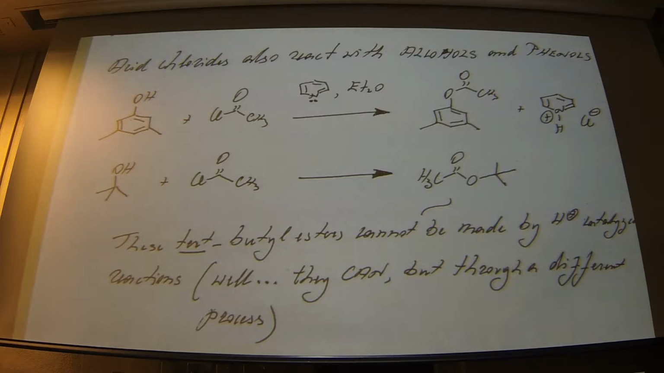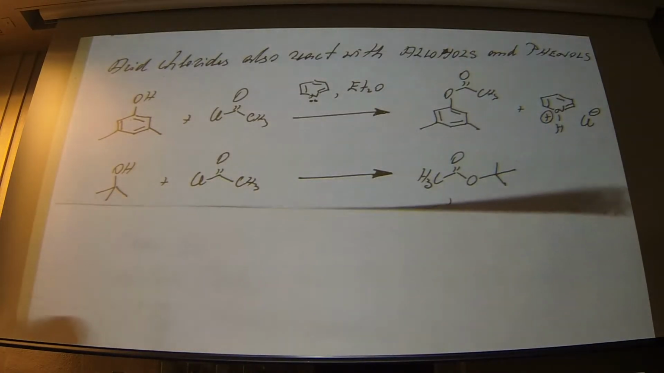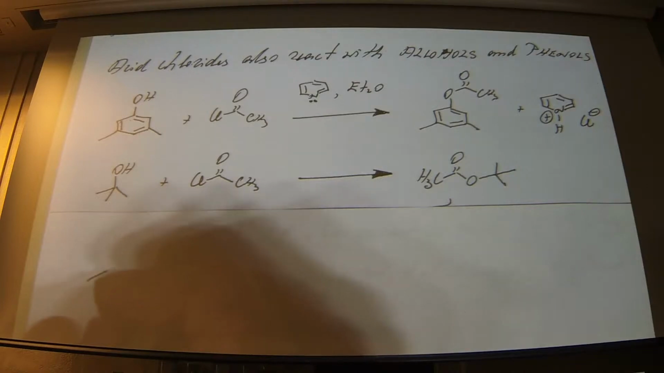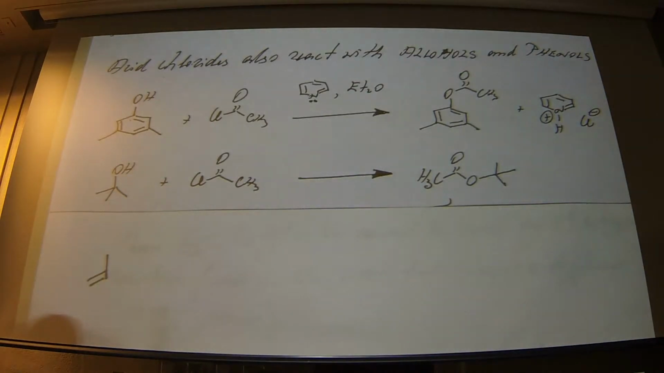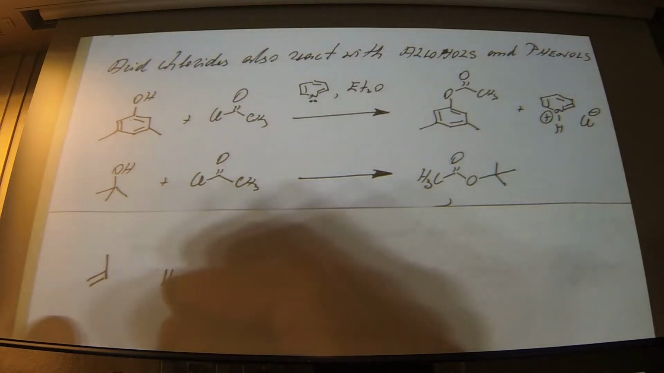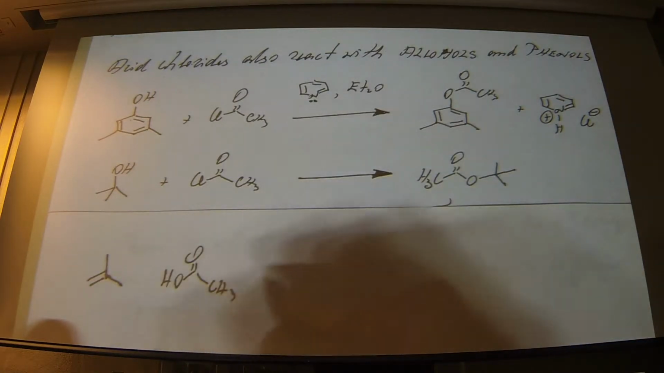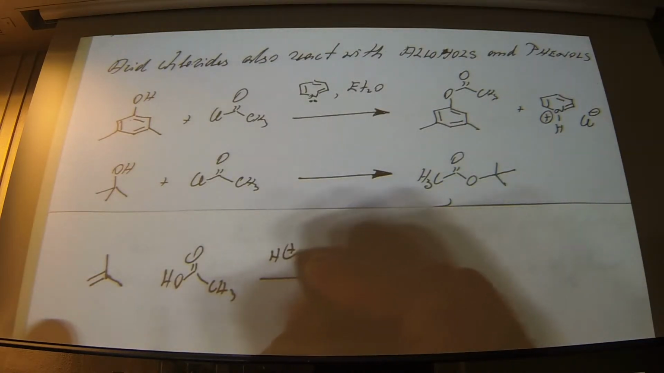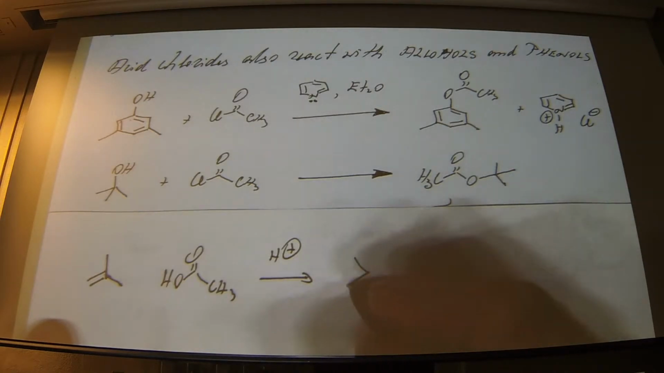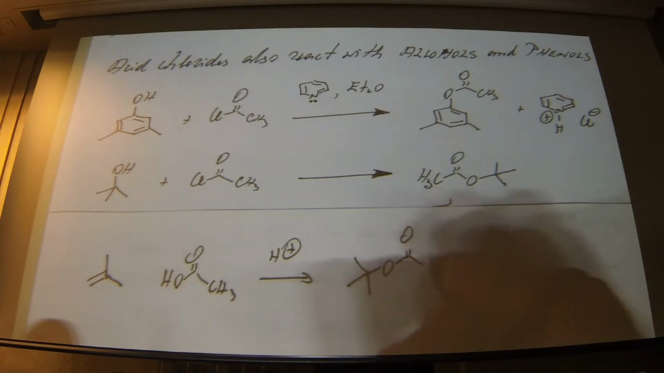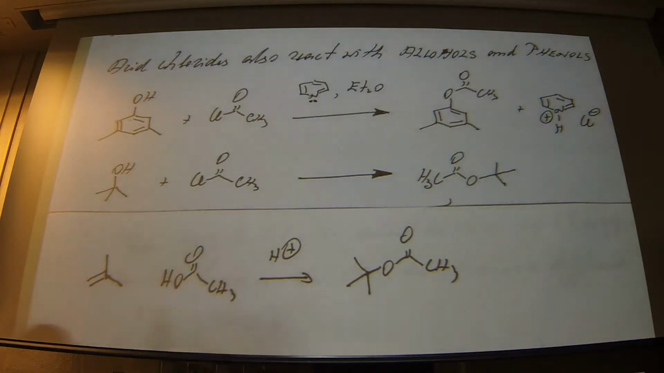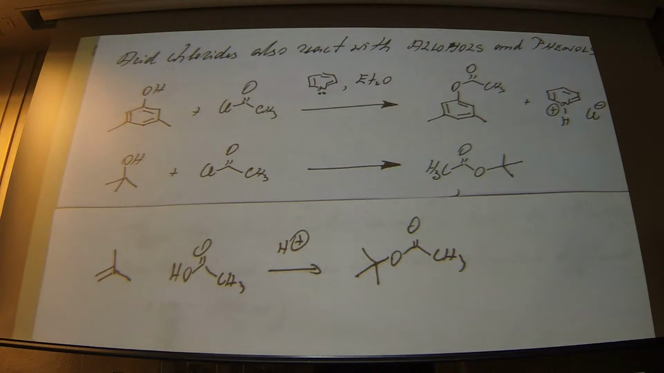Now, to form a t-butyl ester, there's another way. Your book, I think, says they can't be made any other way or something like that. Actually, there's a very easy way to make these. And the way you make them is doing it a little differently. You start out with isobutylene, the carboxylic acid, and a strong acid catalyst. And that will give you the t-butyl ester. How does that work? Somebody tell me. How does this reaction work? What's the first step?